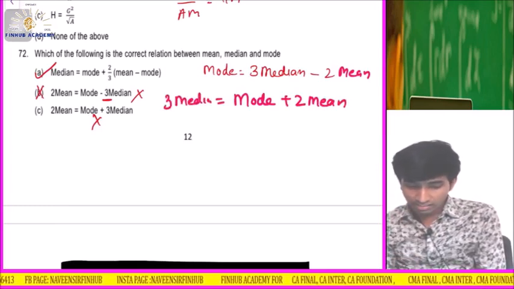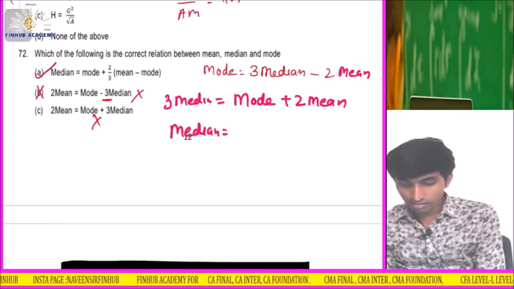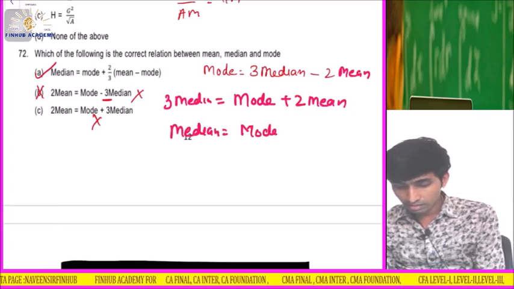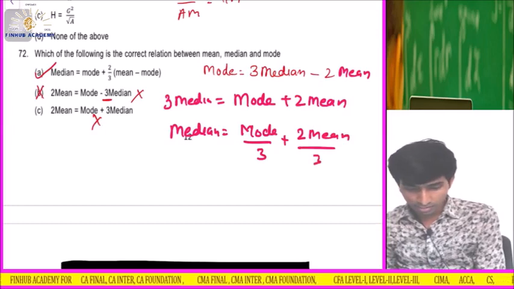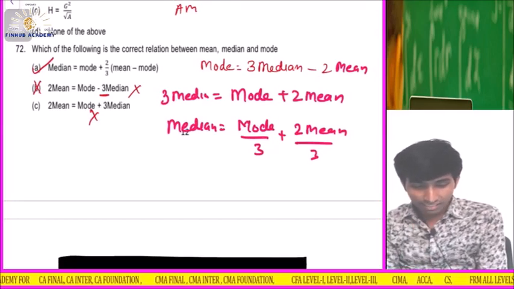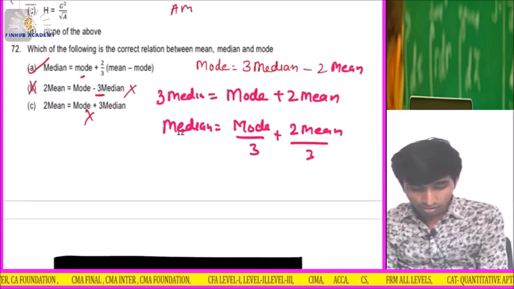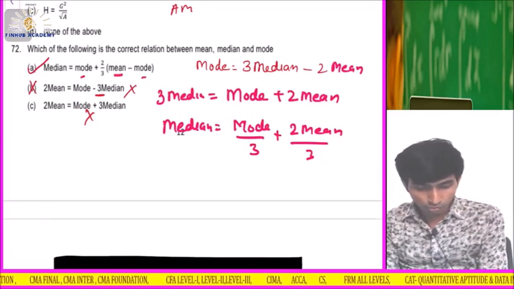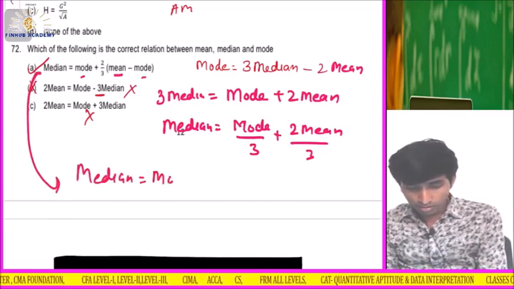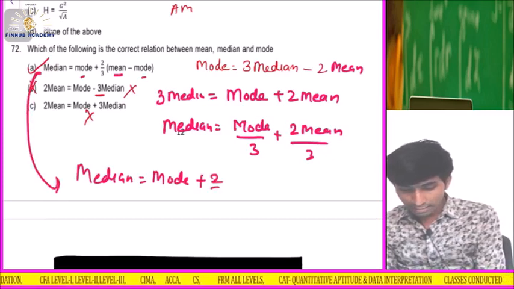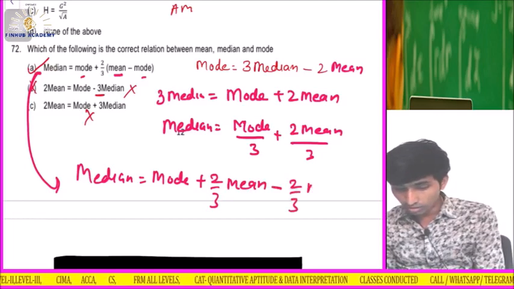So if you check now, 3 will go that side. So median is equals to mode upon 3 plus twice mean upon 3. So it is common. Can you see that they have taken it here? Now if I open this, it is mode into 2 by 3 plus mean minus mode. So if I open this also, median is equals to mode plus 2 by 3 mean minus 2 by 3 mode.